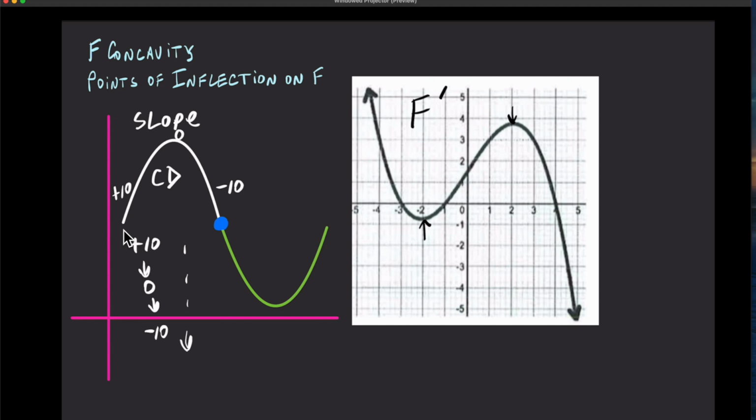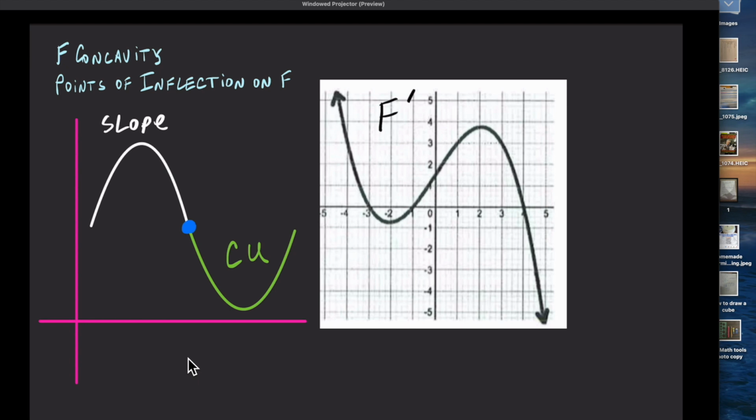Where does a slope decrease as you move left to right? None other than a concave down portion of f. Again, I'm not interested in the y value of f. I understand that the y value of f goes up and comes down, but look at the slope. The slope goes from positive 10 to 0 to negative 10. The slope is decreasing on any concave down portion of the graph.